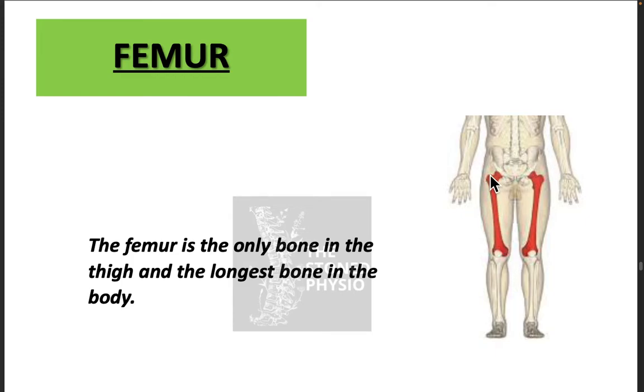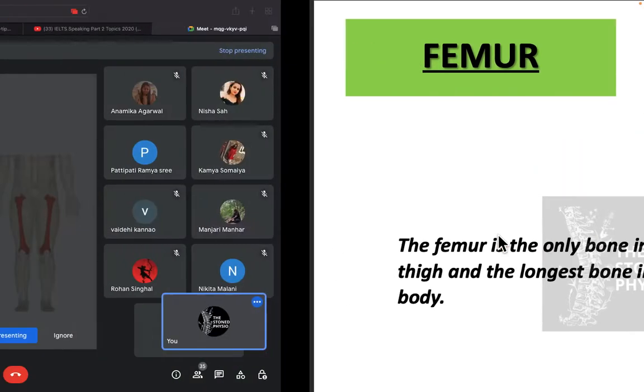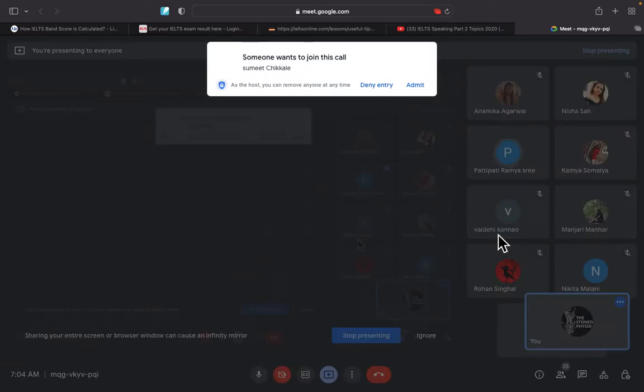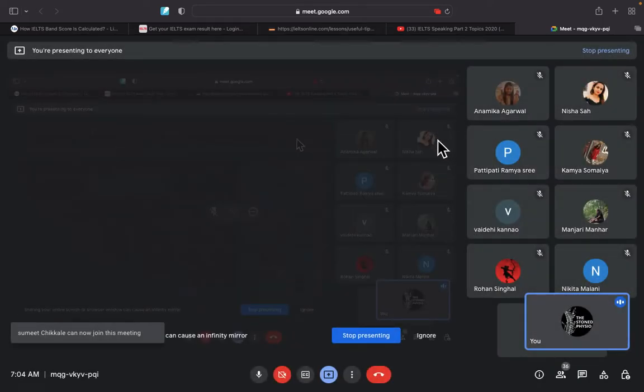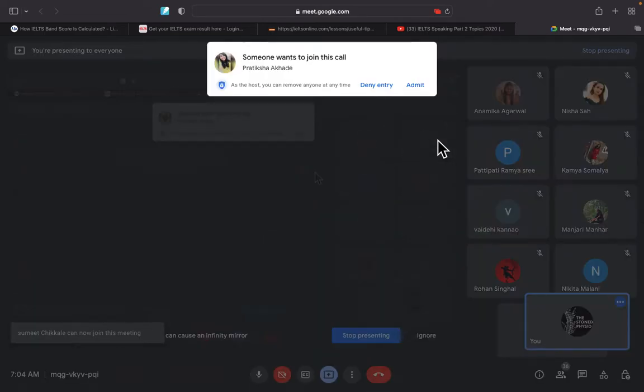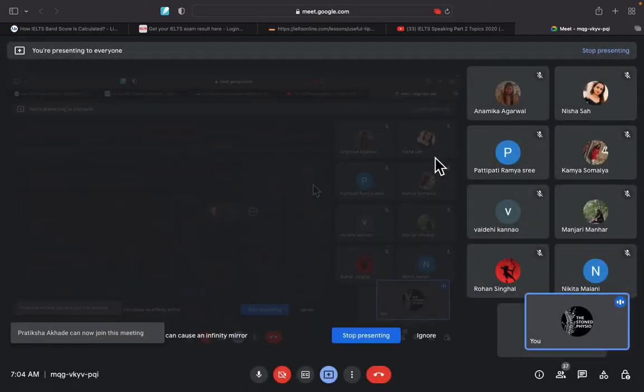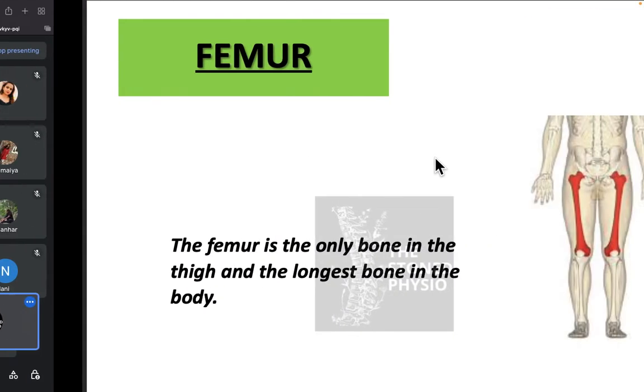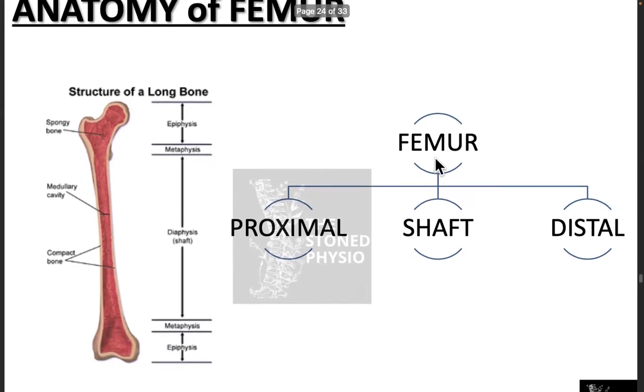Can anyone tell me which type of ossification we will find in the femur? It will be endochondral ossification, because it is a long bone. It will be endochondral ossification, not the intramembranous ossification. Now we saw the intramembranous ossification in the skull bones, and apart from that in the clavicle. Okay, so let's start with the anatomy of the femur.